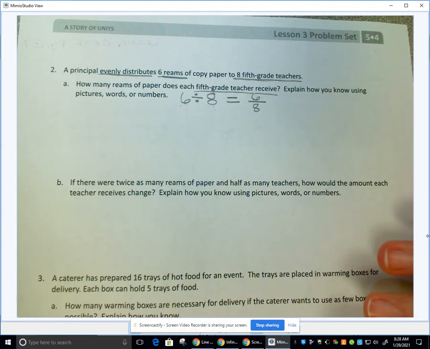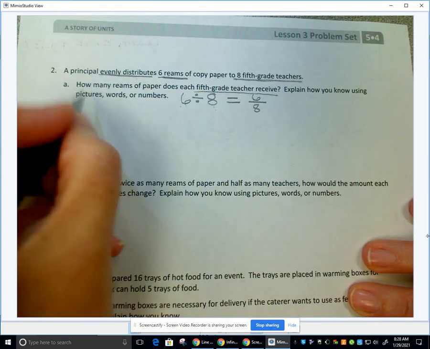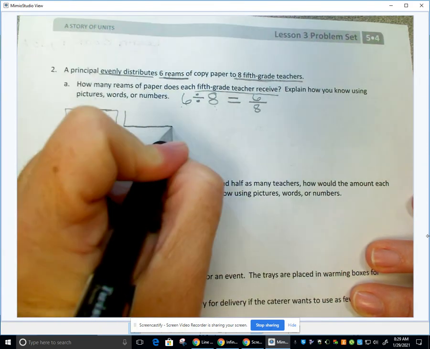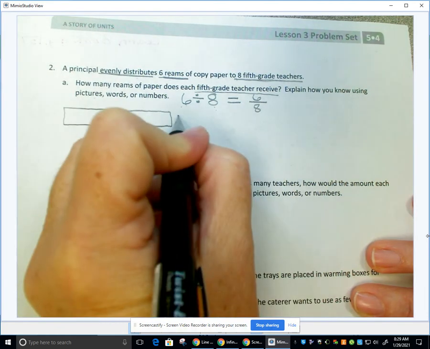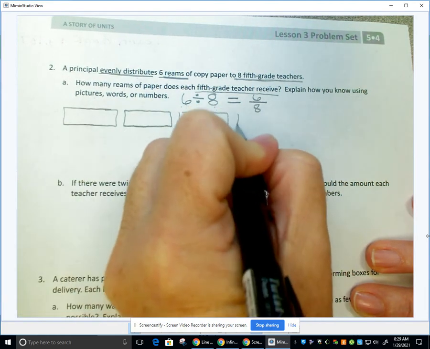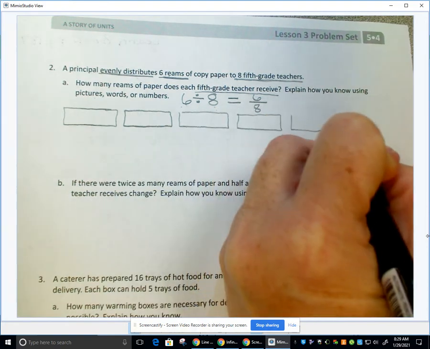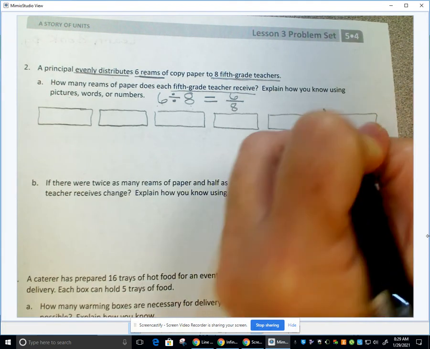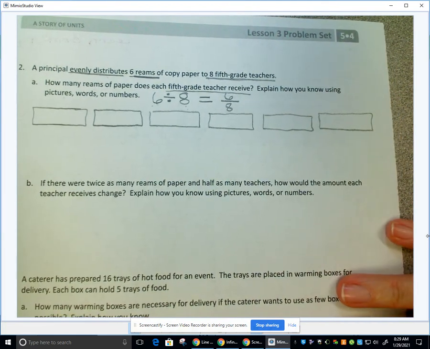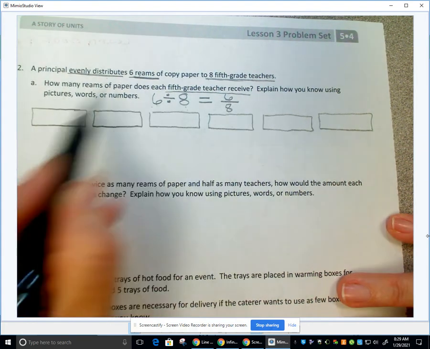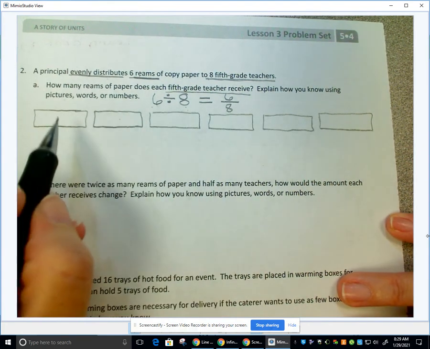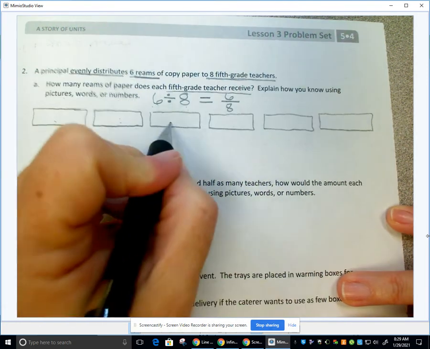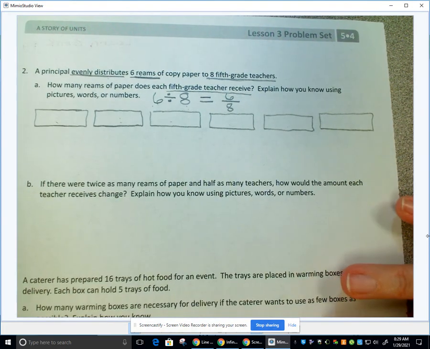Now, let's draw a picture of that. Let's draw our 6 reams. So I want you to draw 6 rectangles. Don't make them too small, but don't make them too big either. Five. And I'll do my 6th one right here. Now, there's my 6 reams. Now I'm going to divide, if this is 6 divided by 8, that means each one of these reams is going to be divided into 8 groups.